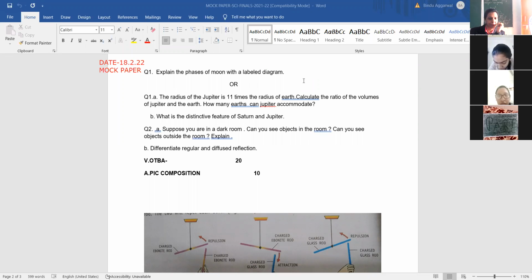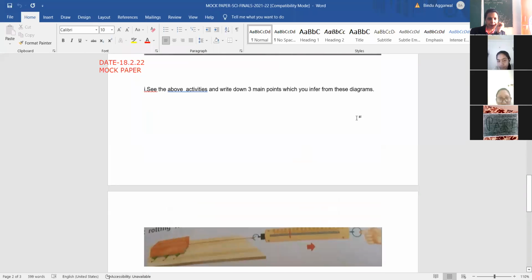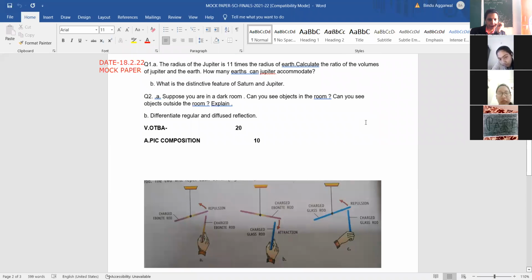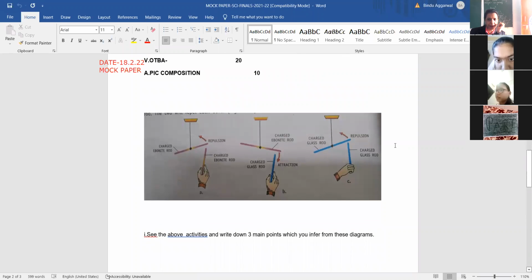Next is OTBA. Kindly scroll down, Anshika. It's a picture composition. This picture is from your book, beta. So what are you able to see? See, first of all, study this picture. In first case, there is a repulsion, and in second case, there is an attraction, then repulsion. So see the above activities and write down 3 main points that you infer from these diagrams. So kindly tell me what you have understood from these diagrams. 1, 2, 3. So one line you need to write down.